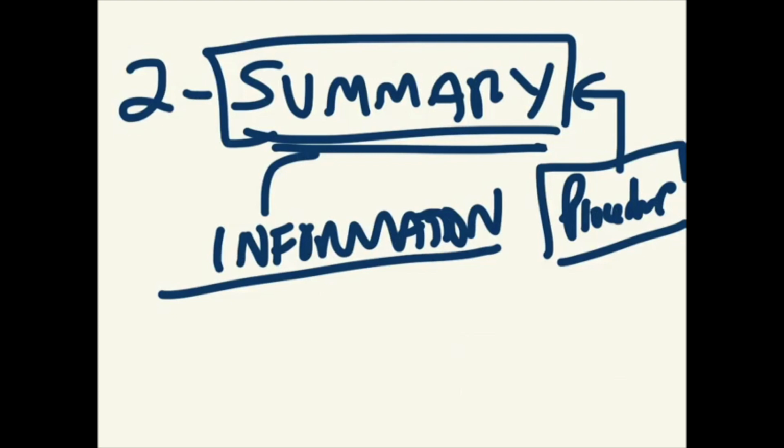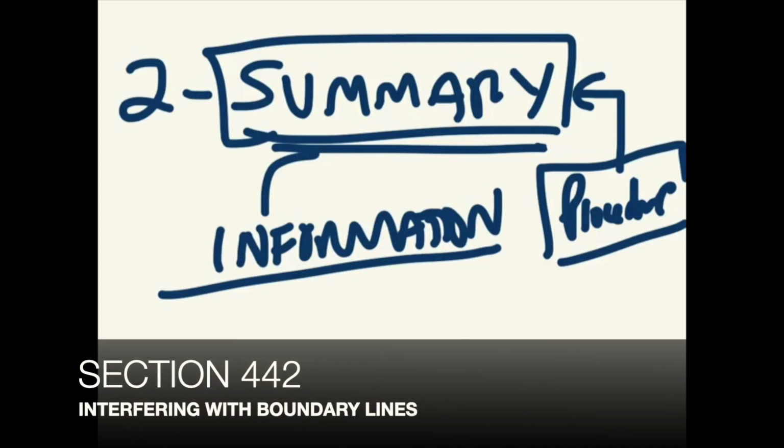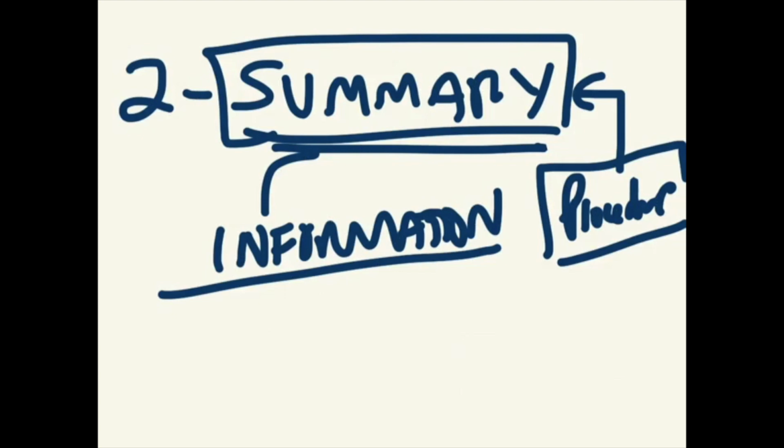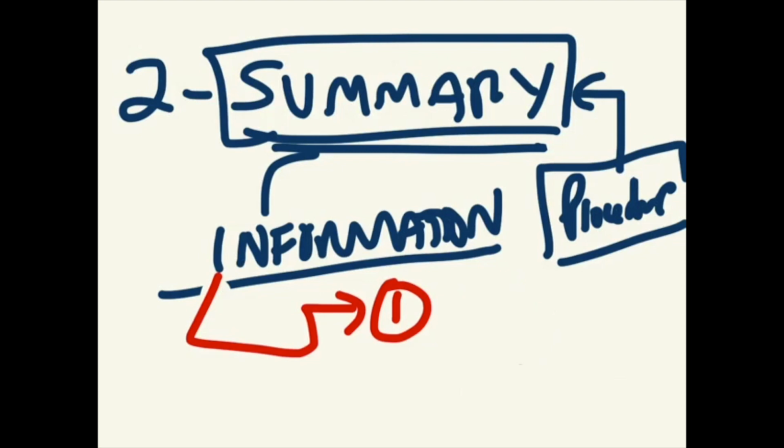So for example, how about section 442, interfering with boundary lines? It's a crime to pull down or remove anything set up as a boundary line on land, but it's only punishable by summary conviction. It is not serious enough to warrant being prosecuted on indictment. So what's the difference? Well, summary conviction offenses are less serious in every way. Punishments are always lower.